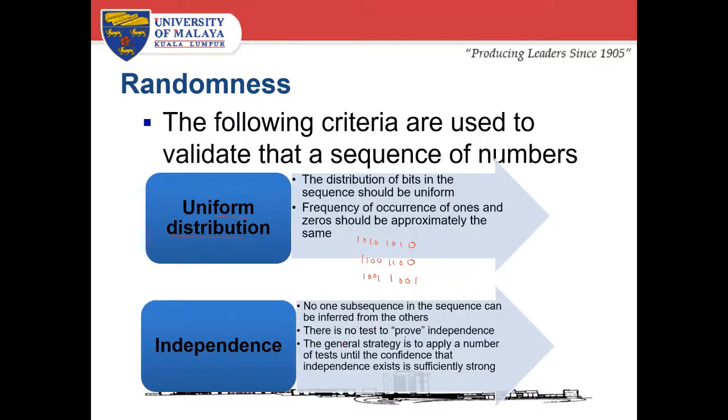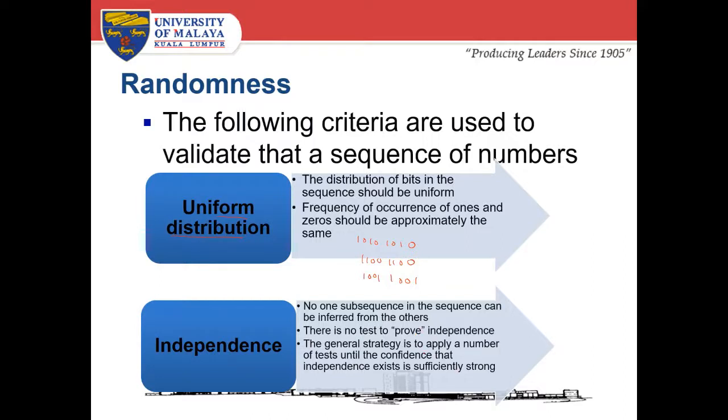There is no test to prove independence. But you can apply a number of statistical tests in order to test the strength of independence. Of course, it's not really random, because it's mathematical. It's called pseudo-random, just like a pseudoscience, which is not a real science. Pseudo-random is not really random numbers, but it looks like random numbers. This is the concept you have to know, because it's mathematical. Maybe there is a pattern or something, but it's really difficult to crack.